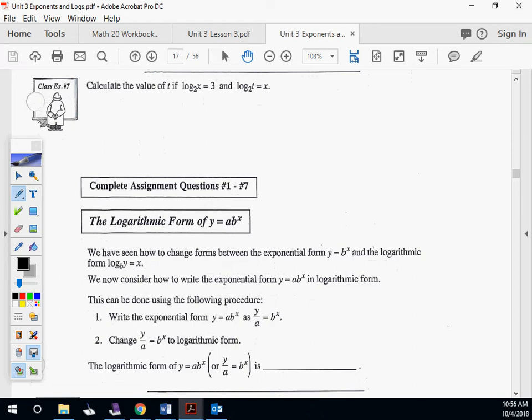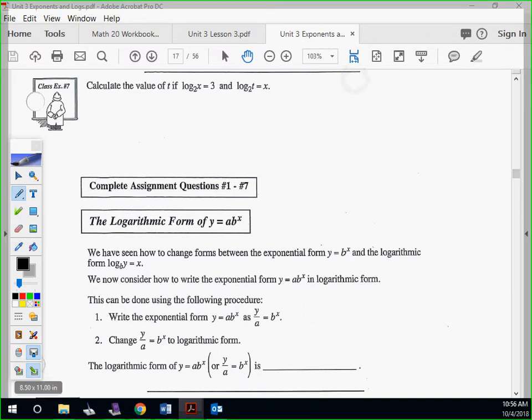Okay, calculate the value of t if log base 2 of x equals 3, then log base 2 of t equals x. So, first off, we got to figure out what x is. That's what it's telling you. So what x is going to be, it's 2 cubed. Right? X has to be 2 cubed. Do we all see that? So that means that we know log 2 of 8 equals 3. So x is 8. So now we know what x is. So we can go log 2 of t equals 8. So then we go 2 to the 8th is t.